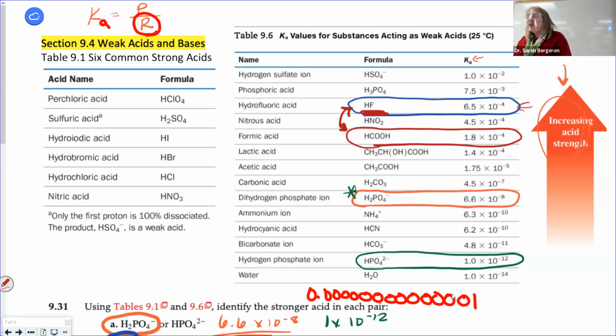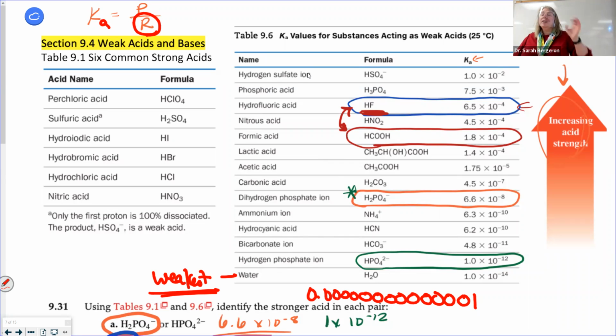So are you making a lot of product? Not at all. You are barely making any product. So water is super weak. Water is the weakest. The weakest, right? If you remember that, you know the order. Because if water is the weakest, what has to be the strongest?